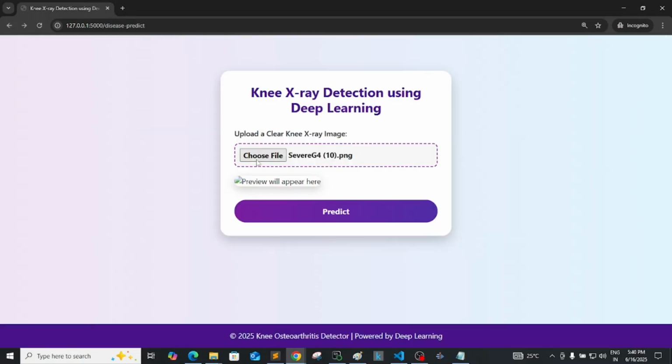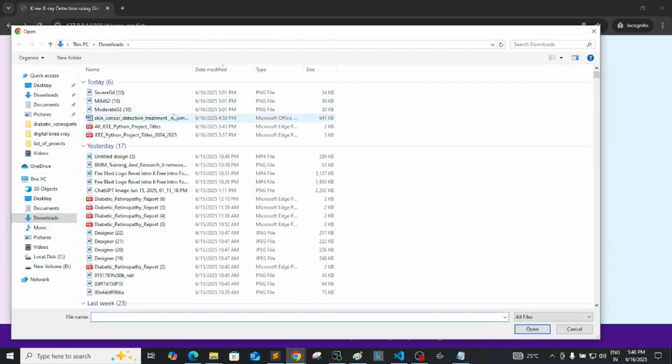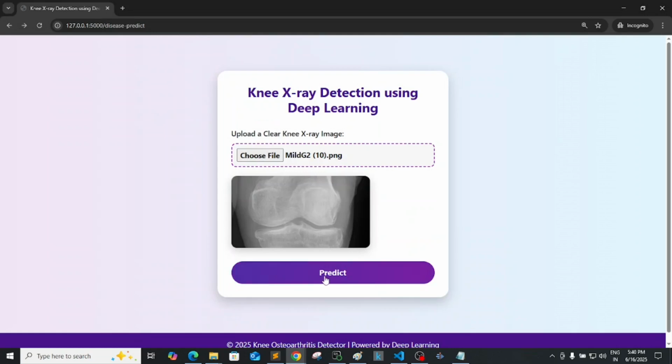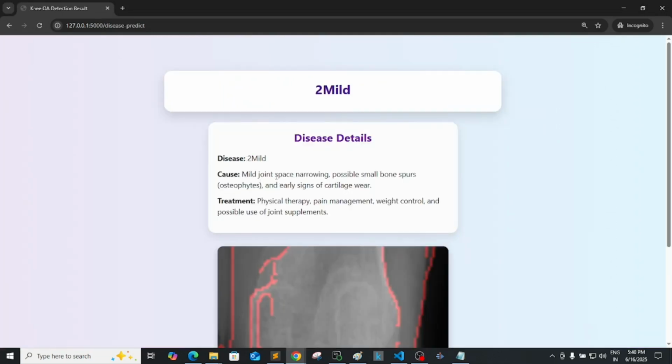Whereas if you take the mild case, there is mild joint space narrowing, possible small bone spurs, they call them osteophytes, and early signs of cartilage wear. Next stage is that. Treatment: physical therapy can be done, pain management, weight control, and possible use of joint supplements to solve the problem of this condition, that is the mild stage.